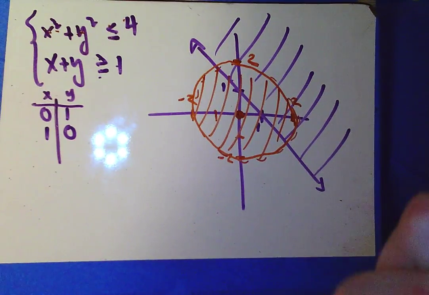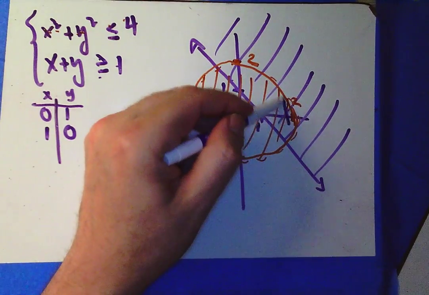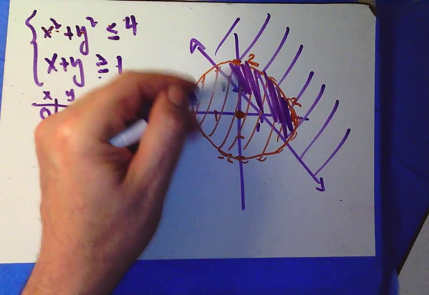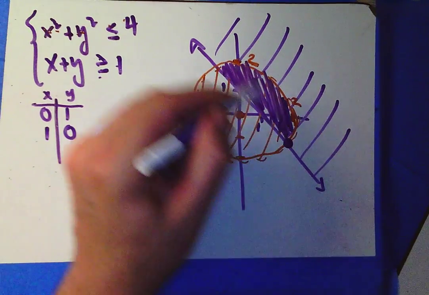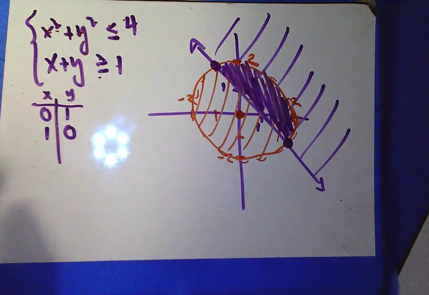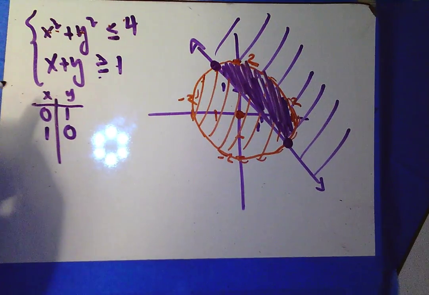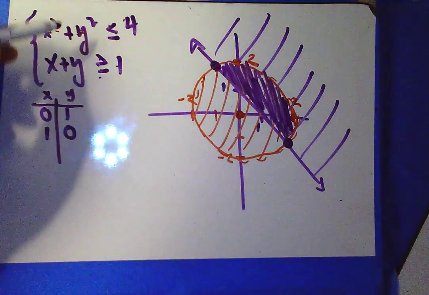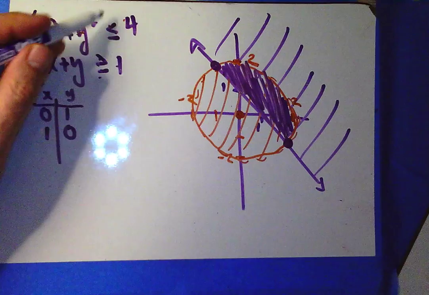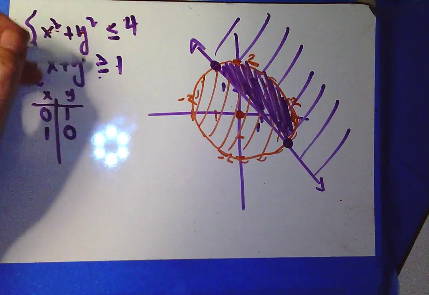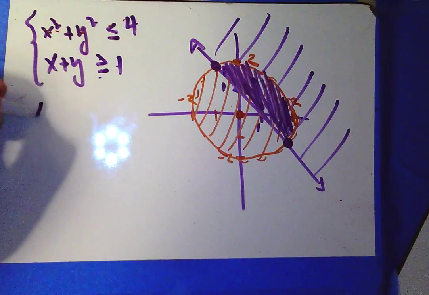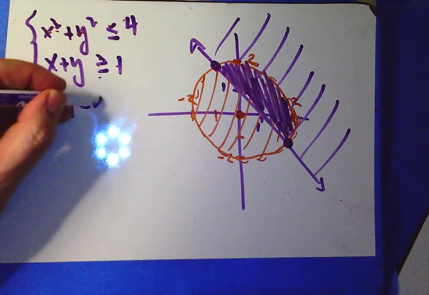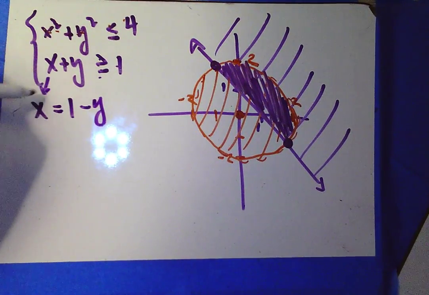And remember, our solution is the overlap. And the overlap is here to here. Again, I'd like you to be in the habit of writing those points of intersection. How can we find them? Well, I don't really want to try and do elimination here because I don't have anything the same. So I think I'm going to use substitution. I'm going to say that x equals 1 minus y from this equation.